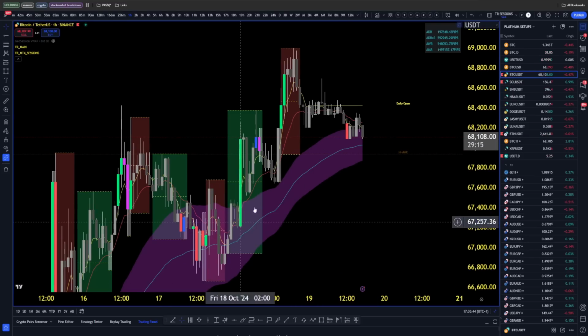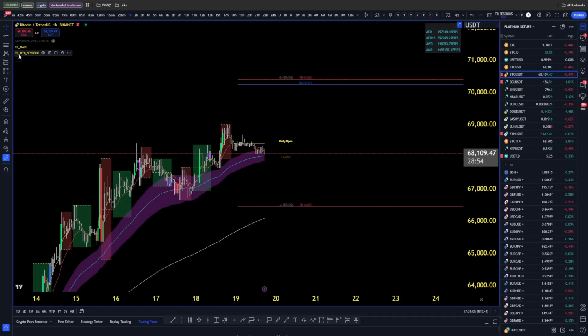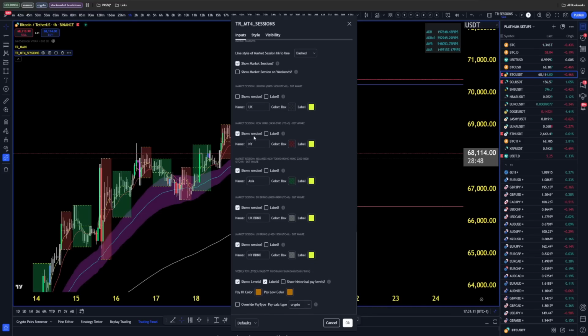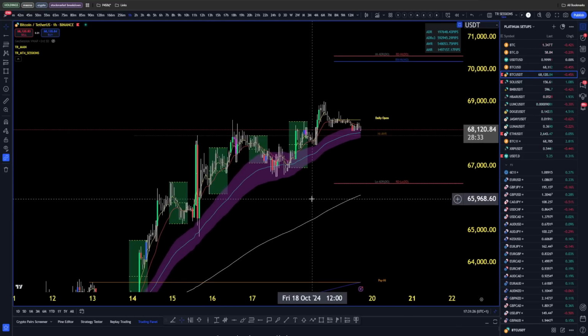So this is what the hybrid system looks like, but there's something that I actually remove. If you go over to the TR MT4 sessions, click the settings, scroll all the way down to where it says the New York session. I remove the New York session, but I keep the Brinks box for the US session activated. When you click that, that's what your chart starts to look like.